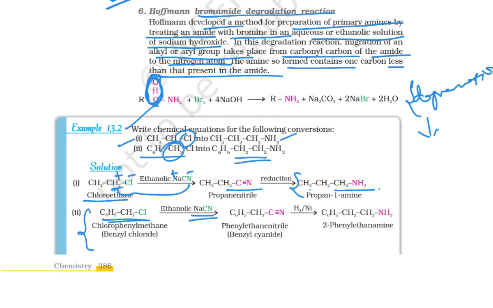So C6H5CH2Cl reacts with NaCN. What is it going to form? C6H5CH2CN. So we know that plus and minus get attracted, but the same charges get repelled with each other. But in the case of H2/Ni, what is it going to form? 2-phenylethanamine. Okay, right.